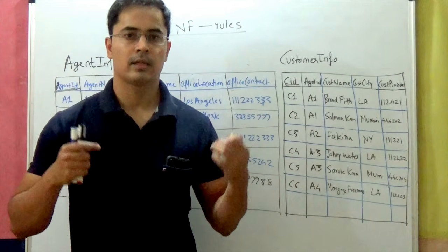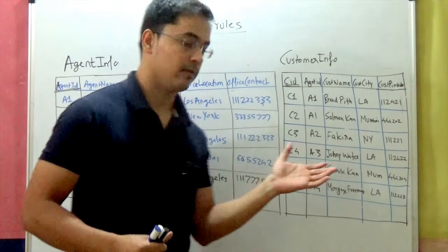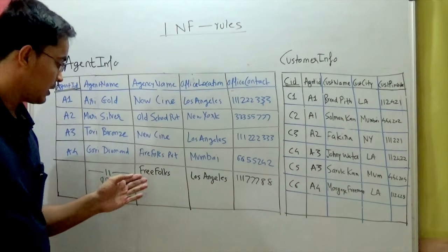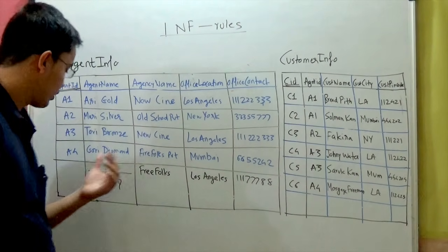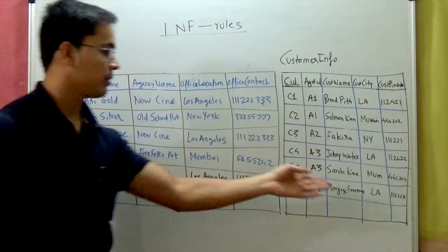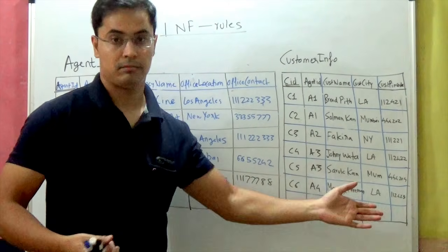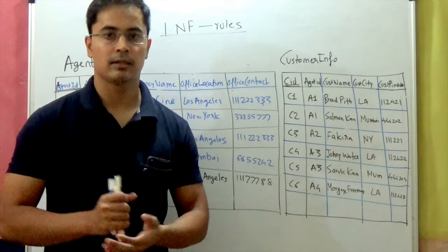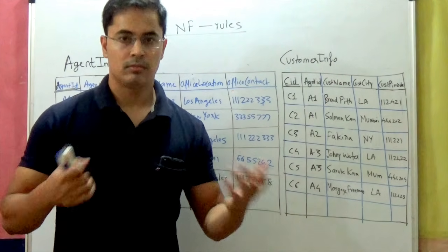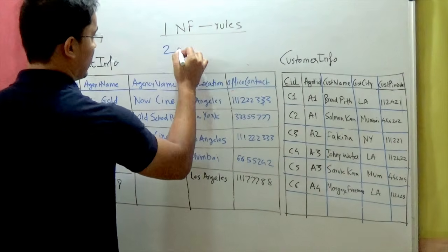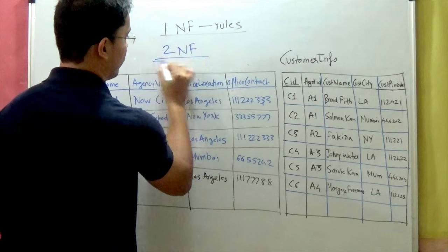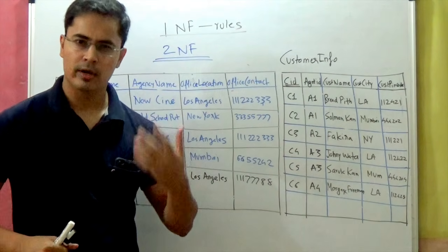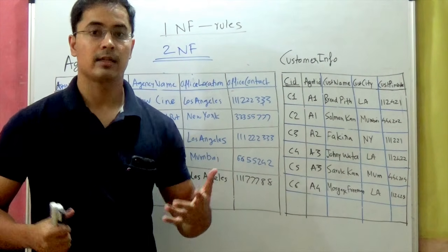We still have certain anomalies left in this design. For example, we still haven't solved this problem, right? There's a new agency in Los Angeles, but they don't have an agent, so they can't represent customers according to this new design. So although we are in first normal form, we still have certain anomalies left to be resolved, right? So we will now go to second normal form in order to get rid of those anomalies and have more data integrity and less data redundancy.